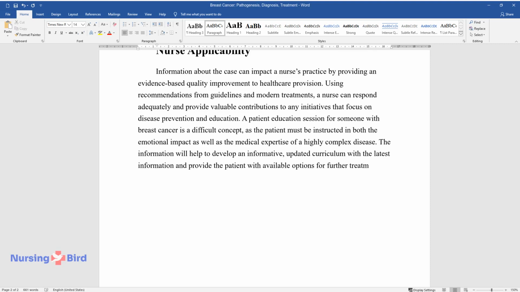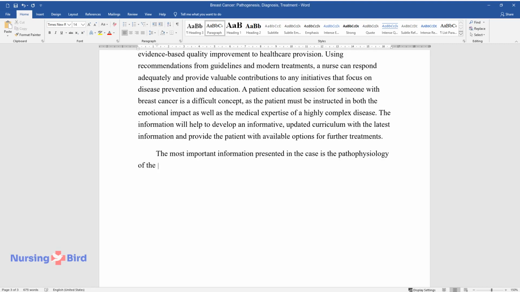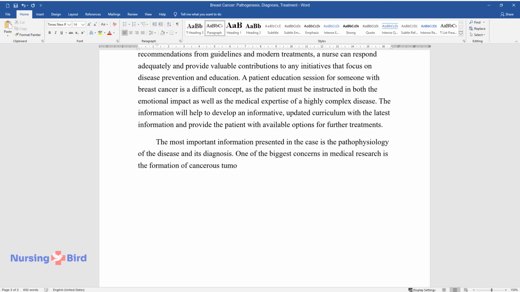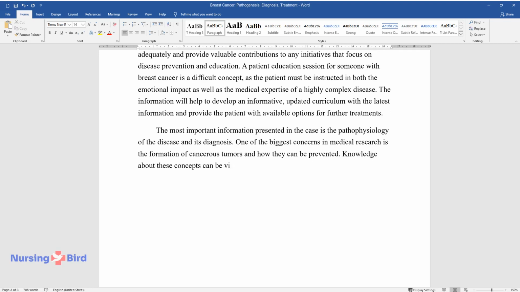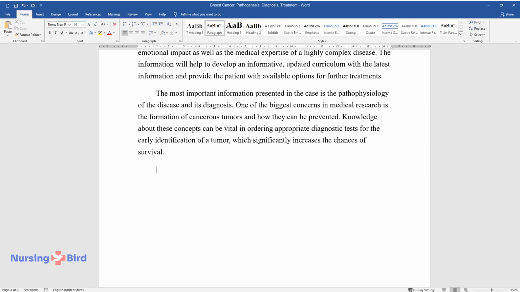options for further treatments. The most important information presented in the case is the pathophysiology of the disease and its diagnosis. One of the biggest concerns in medical research is the formation of cancerous tumors and how they can be prevented. Knowledge about these concepts can be vital in ordering appropriate diagnostic tests for the early identification of a tumor, which significantly increases the chances of survival.